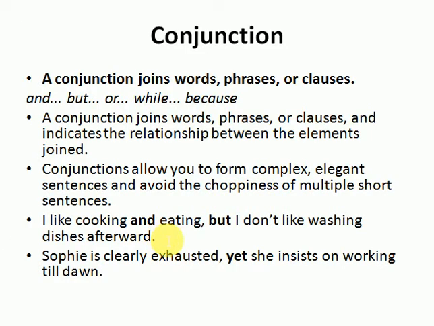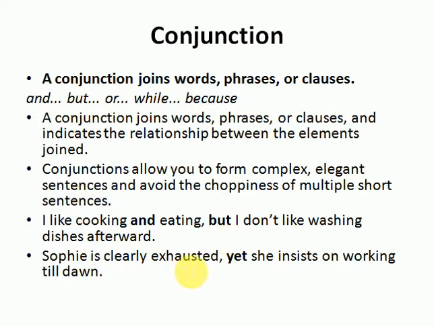For example, I like cooking. Suppose there is no conjunction, you would write I like cooking, then you would write I like eating, then you would write another sentence, I don't like washing dishes. So you have to form three sentences in order to explain your thought. But since conjunctions are there, fortunately, you would be saying three ideas in a single sentence with the help of the conjunctions. So: I like cooking and eating, the first conjunction, but I don't like washing dishes afterward, the second conjunction.